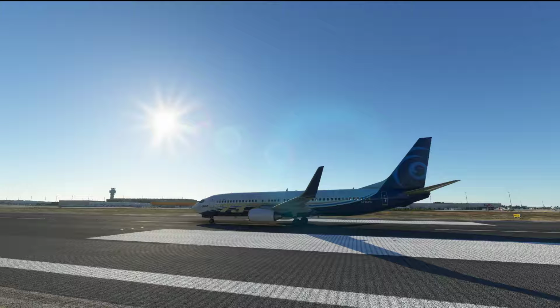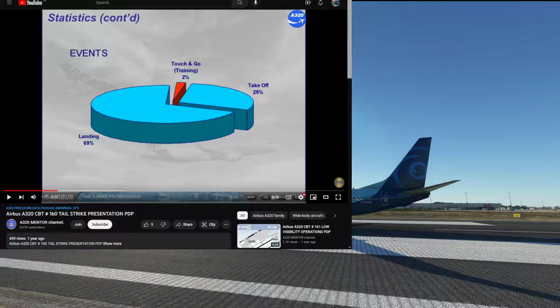Now, in real life, of course, tailstrikes do happen as well, and actually we can have a look at some Airbus statistics right over here. So we can see from the A320 CBTs uploaded on this channel up here, tailstrike events continue to happen, and 29% of them do happen on takeoff, while 69% do happen on landing and 2% on touch-and-go training. Now that is real-life A320 family data that we are looking over here.